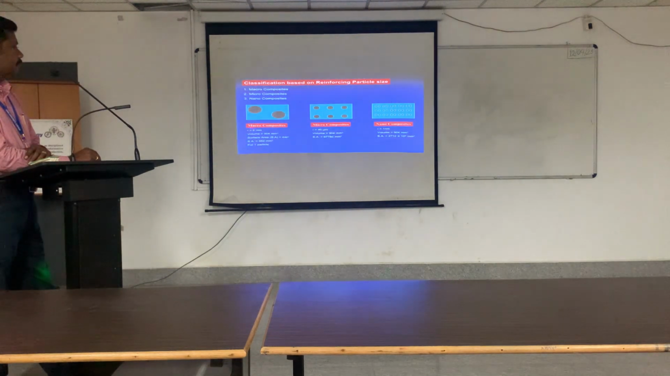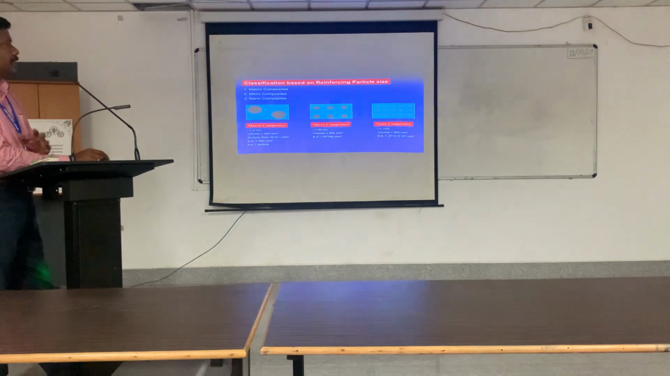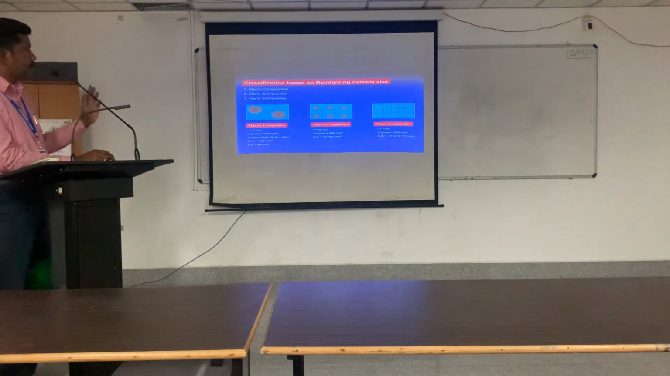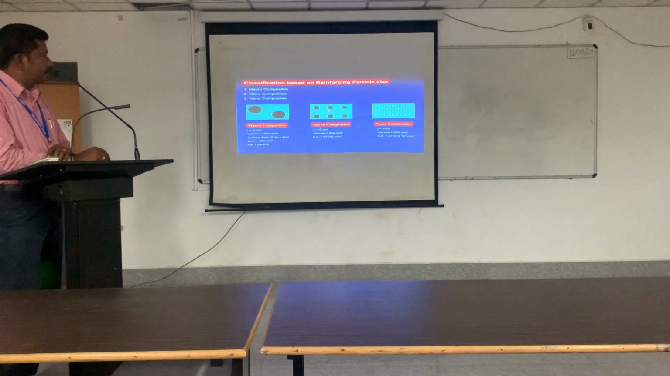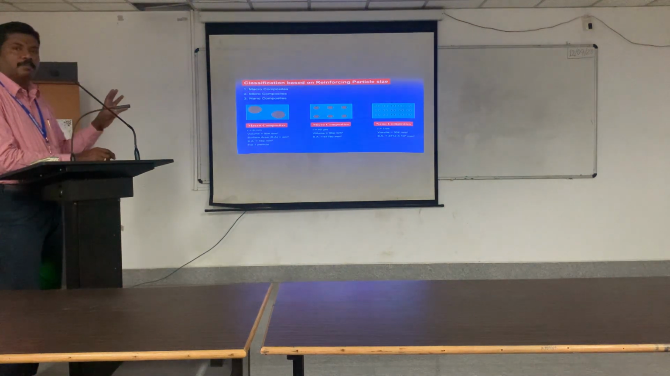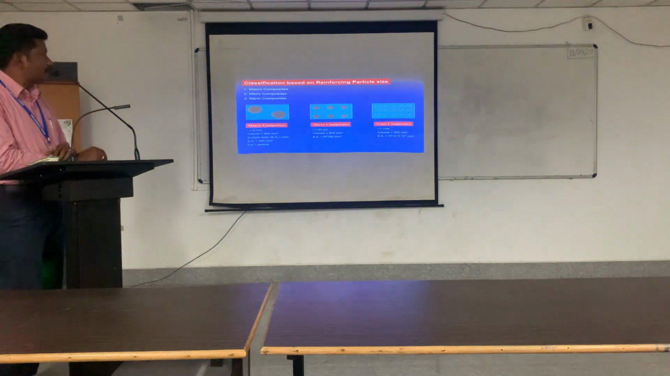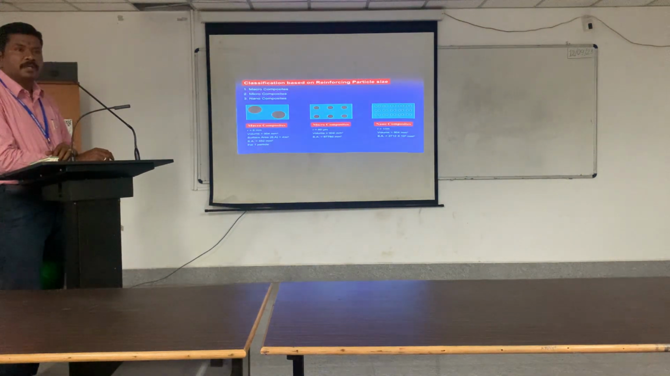In the case of macro composites, the radius of each particle will be more than 6 mm. In the case of micro composites, the particle radius will be in the range of 40 microns. In the case of nanocomposites, the particle size will be 1 nanometer. So diagrams have been given as examples for the classification of macro, micro and nanocomposites.